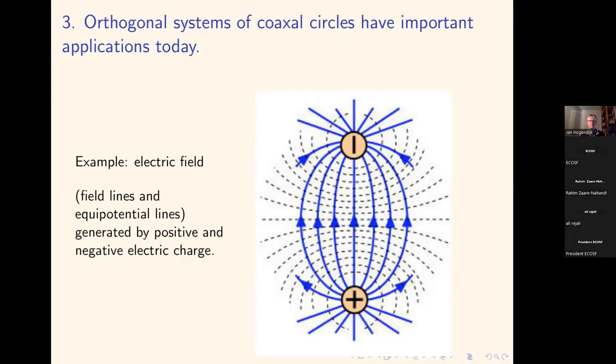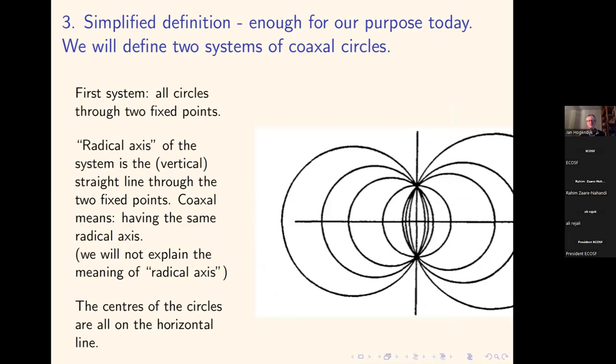Now, I will give a simplified definition, which is enough for our purpose today. But this does not do justice to the theory of coaxial circles. So I'll define two systems of coaxial circles. The first system consists of all circles through two fixed points. Here's a fixed point, here's another fixed point, and we look at all the circles which pass through these fixed points. And here is the figure which shows some of these circles. Of course, there are infinitely many.